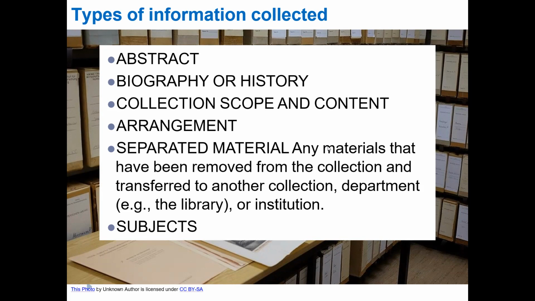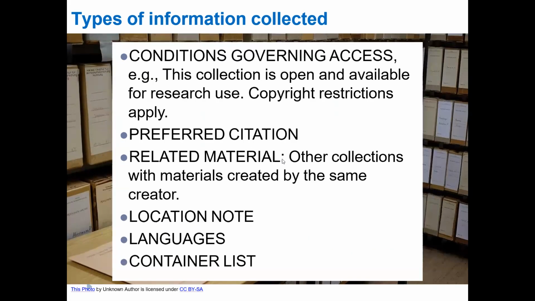And then there can be other information, like whether or not materials have been separated and all that kind of stuff. And then finally, there'll be sometimes, not always, subjects assigned, again, at that collection level. Now, that's not at the individual item level in the collection. It's going to be typically at the collection level. We've already talked about access. Sometimes there'll be preferred citations. You see this a lot with digital content. Related material, if there are other collections that are related in some way, there will be information about that.